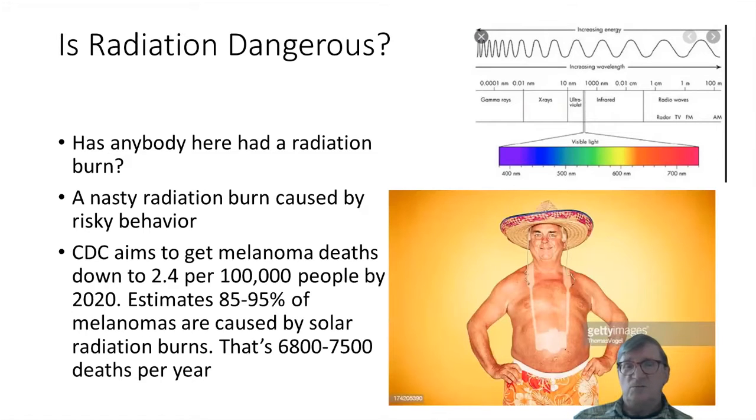So there's a radiation burn. That guy indulged in some risky behavior and scorched himself sitting out in the sun too much. And as it says, about 7,000 Americans die each year because they like to go out and get a nice tan, and that's the primary cause of melanomas in the country. So to some people, a nice bronze body's worth dying for.